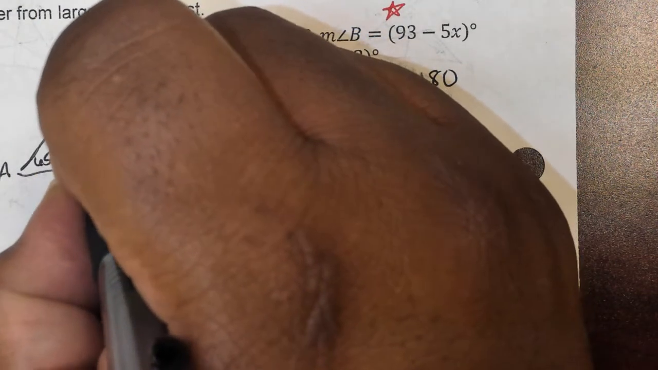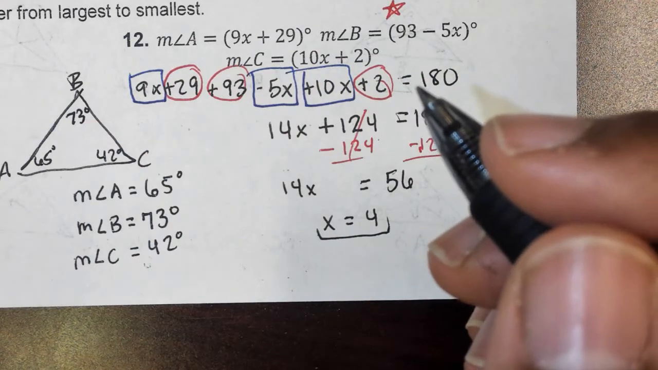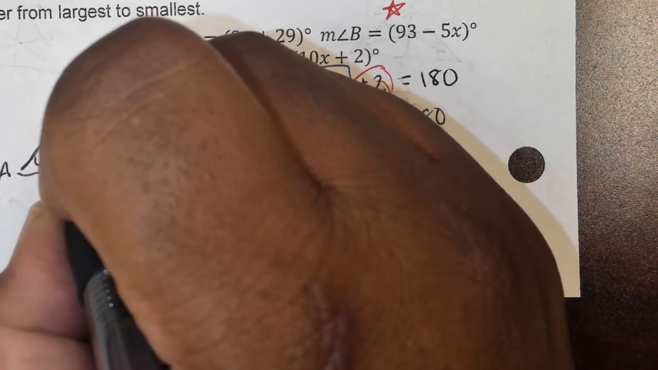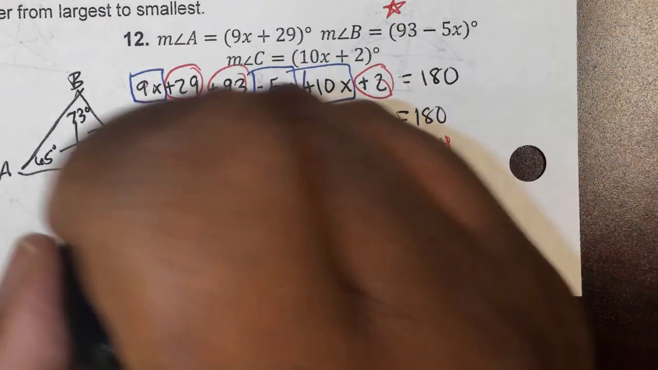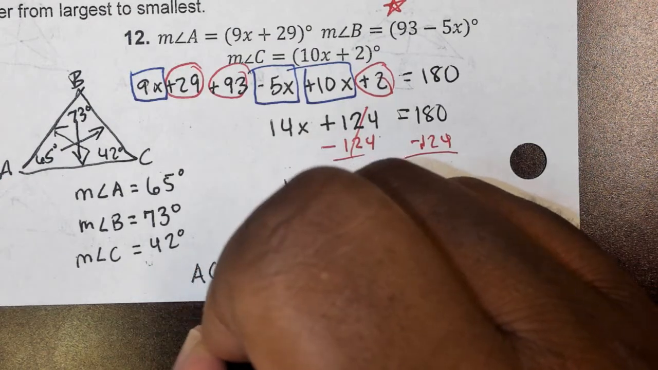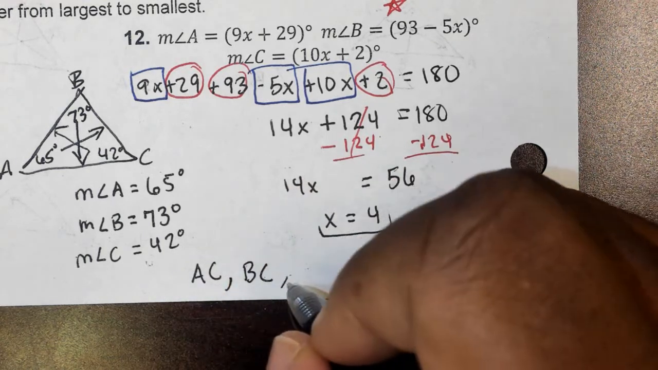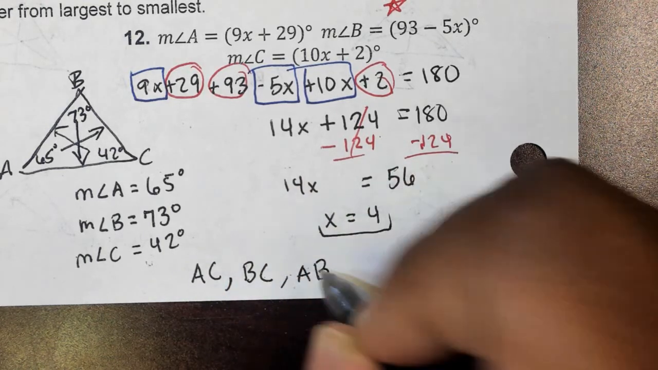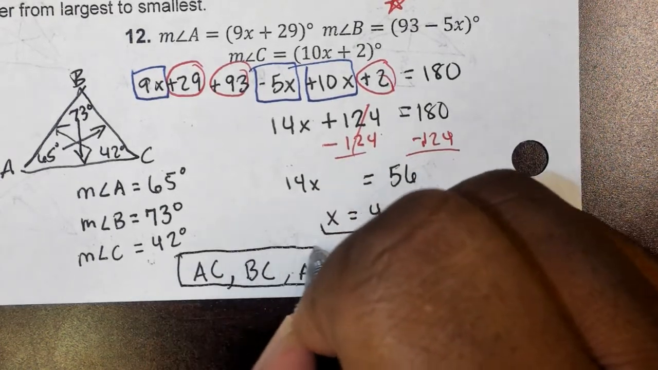You can put them in if you want. A, 65. B is at 73 degrees. And C is at 42 degrees. And then I'm just finding what they say, largest to smallest, right? So here, oh, that's wrong. Here, there, and there. So I got AC, comma, BC, comma, AB. Those are my sides, largest to smallest.